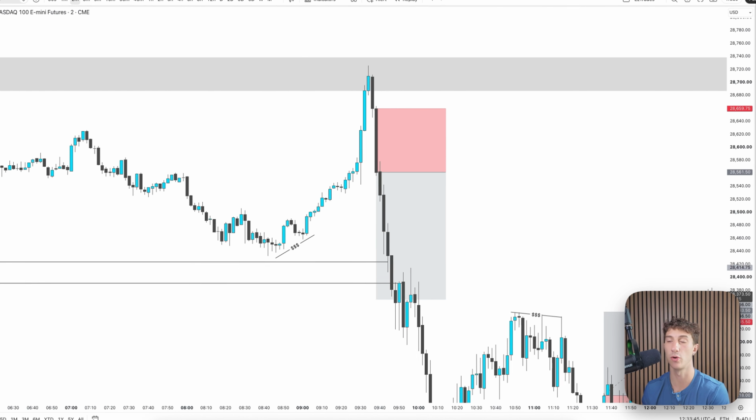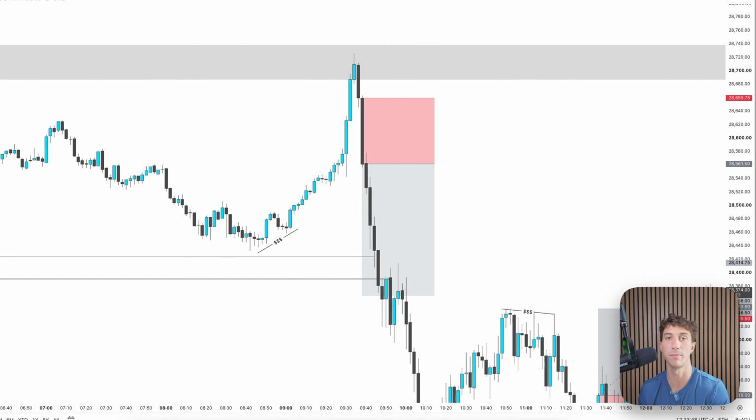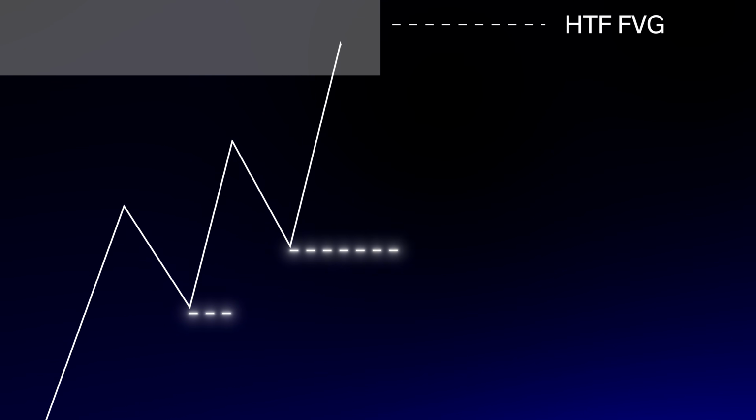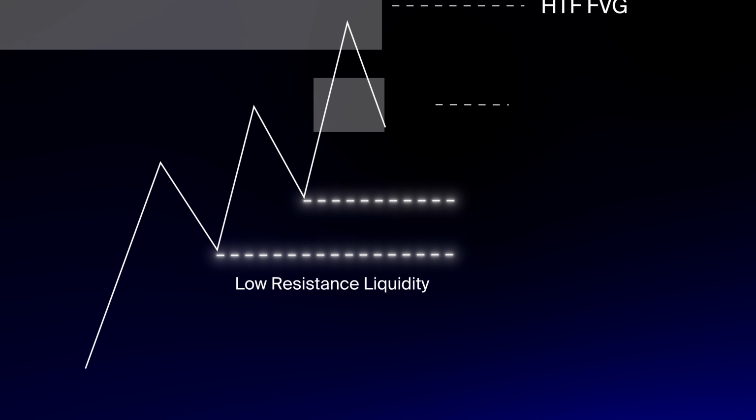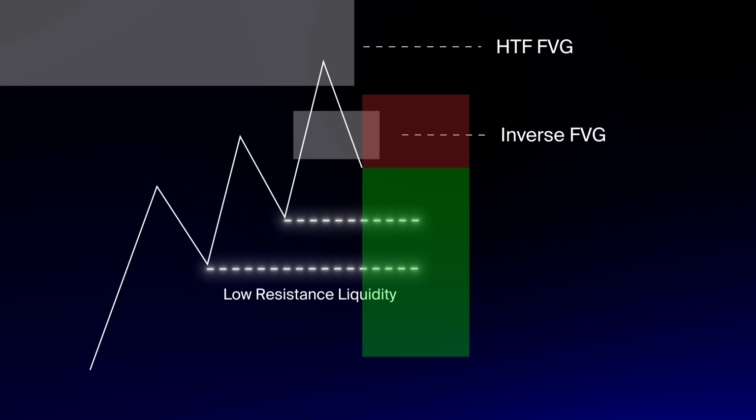What if I told you that the only trading system you need really only combines three main things: waiting for price to tap into a higher time frame fair value gap, identifying low resistance liquidity, and then finally waiting for an inversion fair value gap within a few candles?